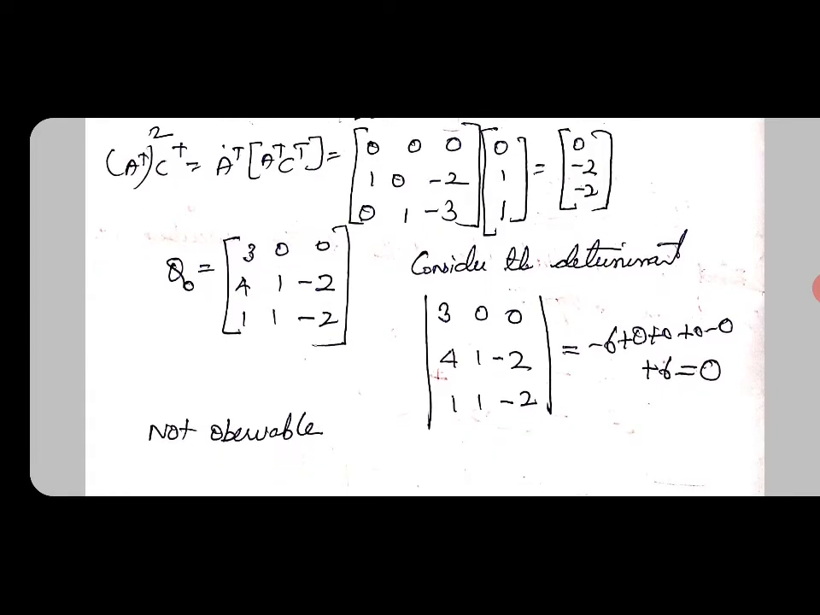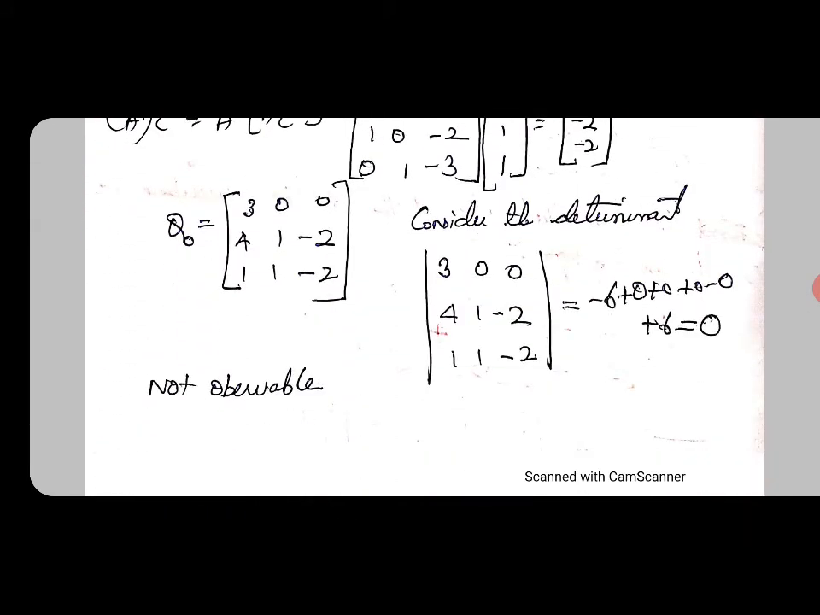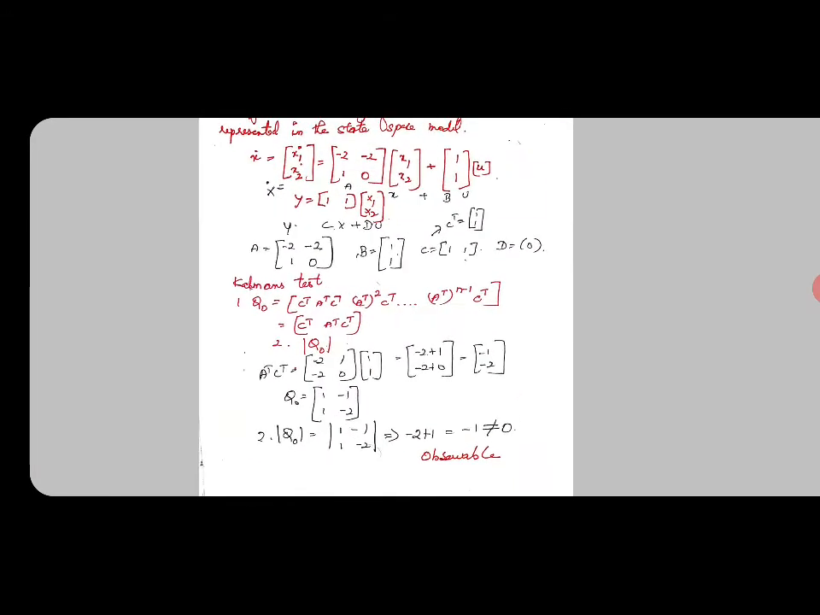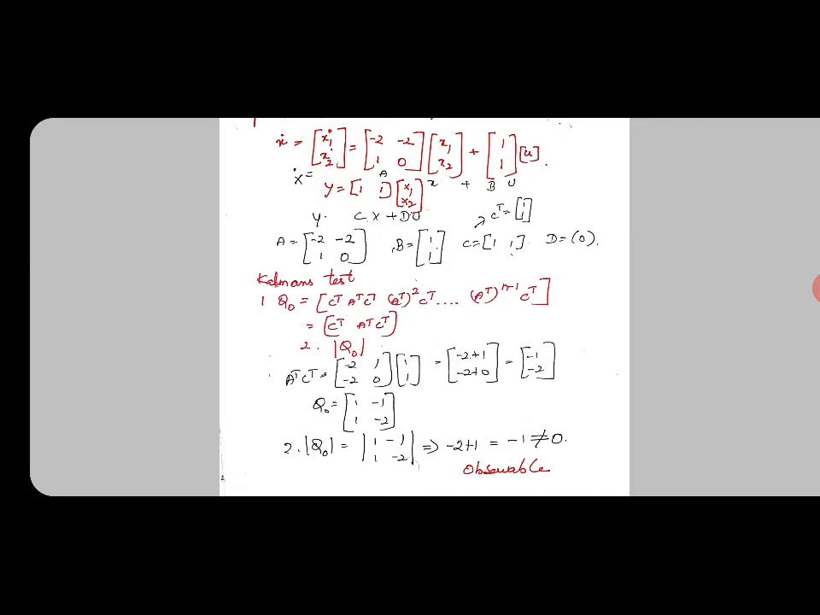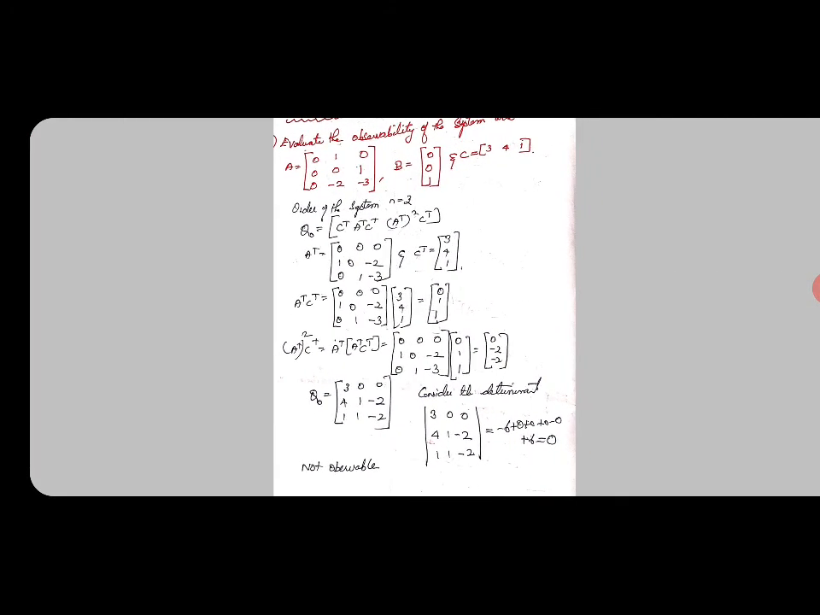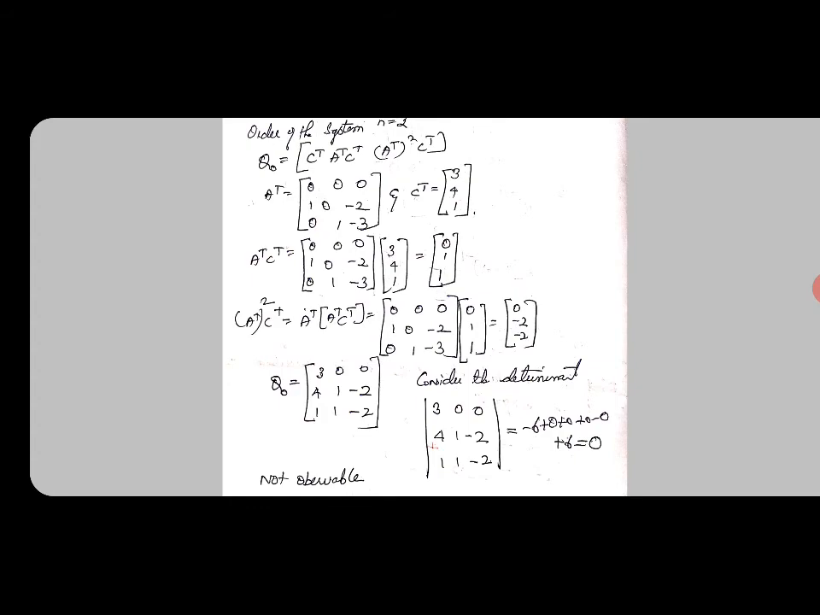When the modulus is equal to 0, for the observability condition, we say that it is not observable. When the output is not equal to 0, the condition is said to be observable. If the output is 0, then it is said to be not observable. When the output is not equal to 0, any other constant values, it is said to be observable. But in the case it is completely equal to 0, then the system is said to be a not observable state matrix. Okay, thank you.